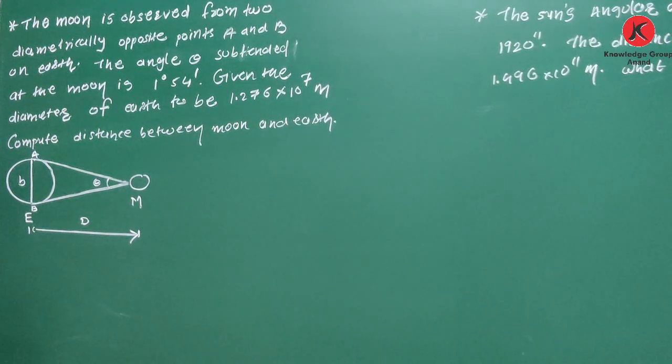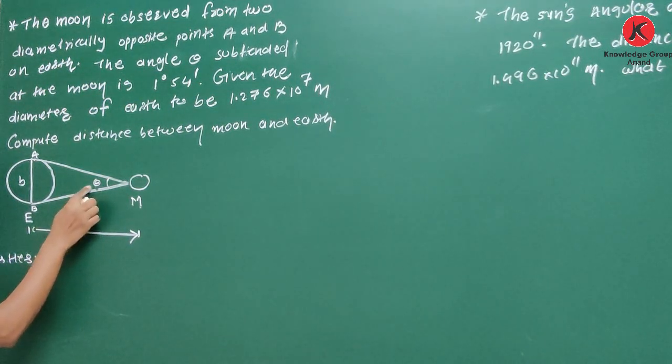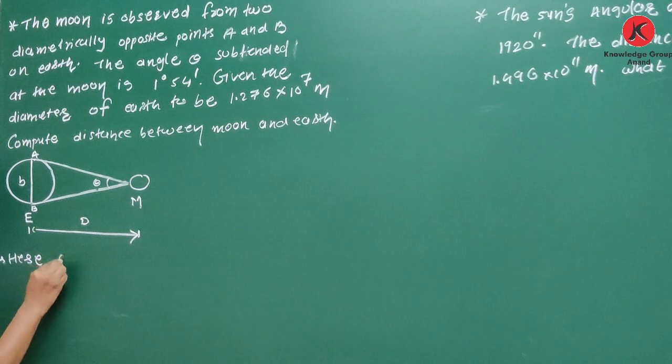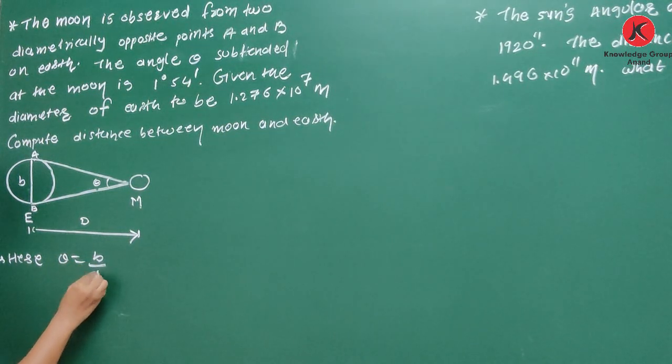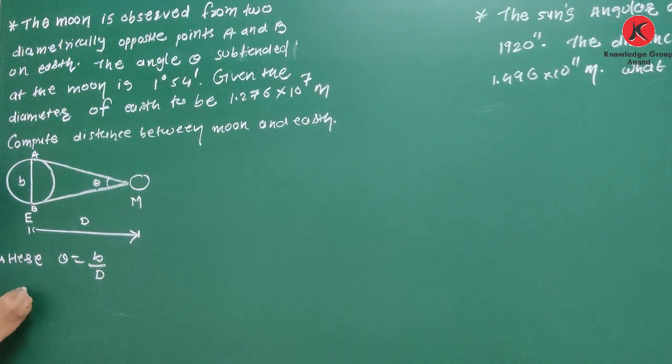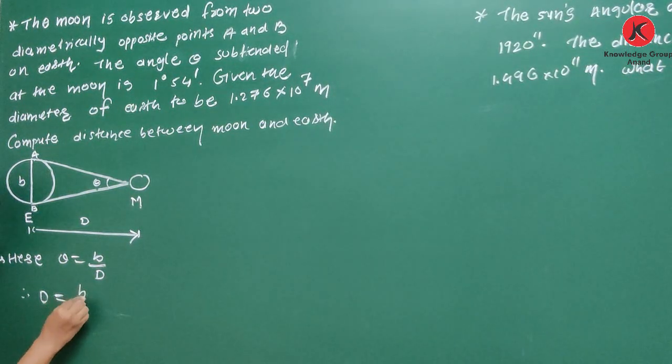What is the relation between these three quantities? You know. Okay. Here, angle is equal to arc upon radius. So theta is equal to b upon D. We have to find the distance between moon and Earth, that is capital D. So therefore, capital D is equal to b upon theta. Now b, it is given.